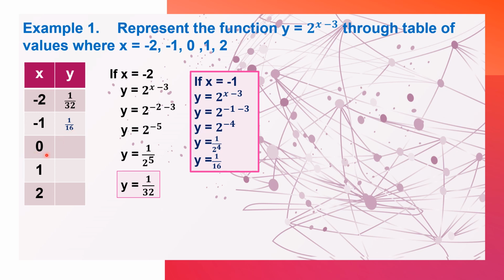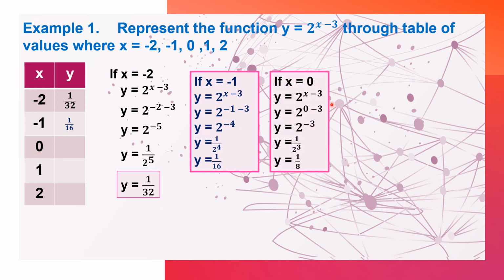Let's have x equals 0. So I replace x into 0. So 0 minus 3 is equal to negative 3. And 2 raised to negative 3 can be written as 1 over 2 raised to 3. And 2 raised to 3 now is equal to 8. So we have now y equals 1 over 8. So if x is equal to 0, our y is 1 over 8.